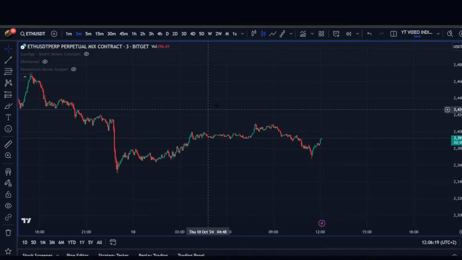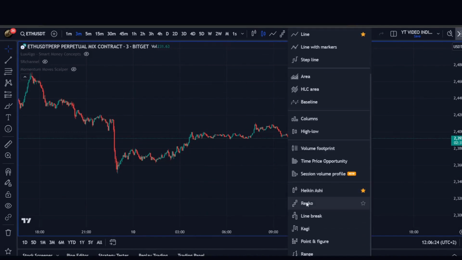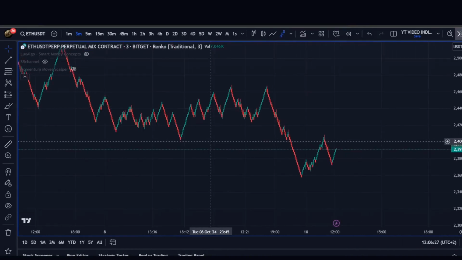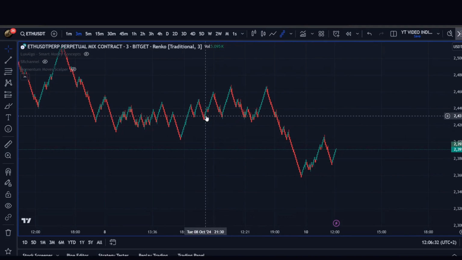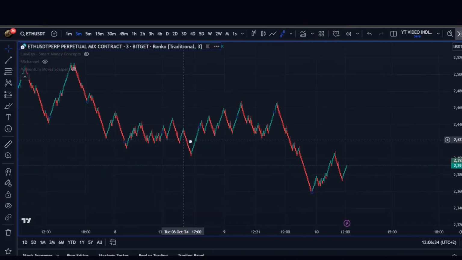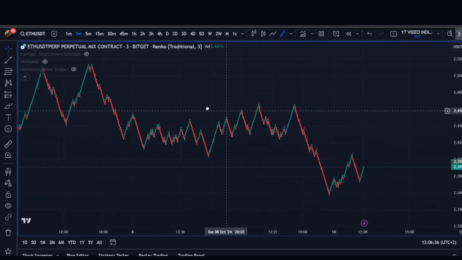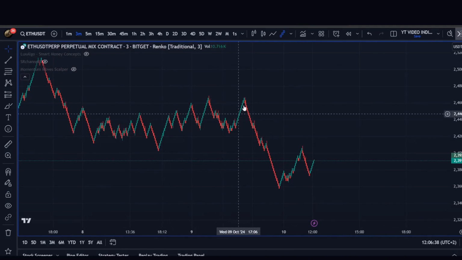The very first thing you need to do is select the Renko candles up here at bar style, then scroll down a bit and click on Renko. You will then see that you have a bit more or cleaner price action that you can read. I will also show you this in combination with a few indicators that work really well here. But higher highs, higher lows, and similar patterns are displayed wonderfully here.